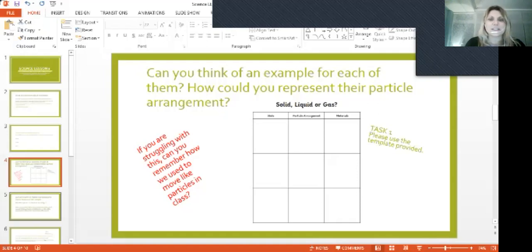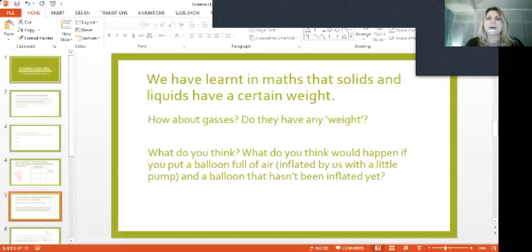Now, the next activity is linked to gases, okay? Because we have learned in maths that solids and liquids have a certain weight. Let's not focus too much on the scientific side of it, thinking about mass and weight and all of that, but just the fact that they have a certain weight, what we call it in our everyday life. What do we think about gas? Does it have a certain weight? Does it not? So there are experiments to actually test that.